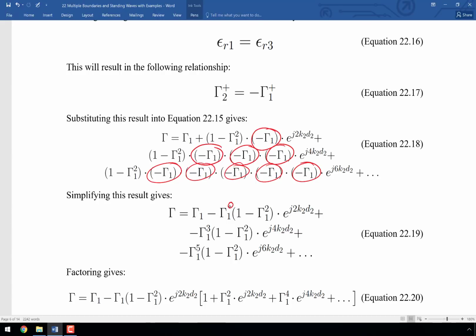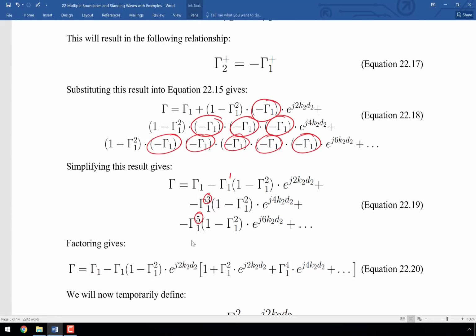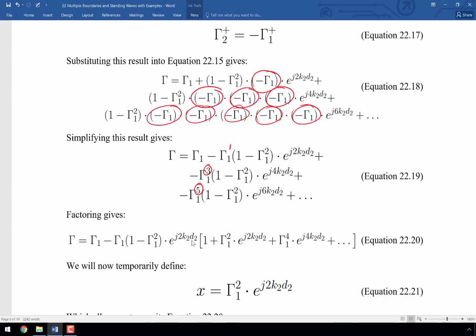So it's gamma 1 to the 1 power, gamma 1 to the 3rd power, and gamma 1 to the 5th power. And equation 22.19 is beginning to get a little bit simpler. Factoring this, I bring down the gamma 1, so the gamma 1 there becomes the gamma 1 here, and I'm going to factor essentially this entire term out of all of the remaining terms.